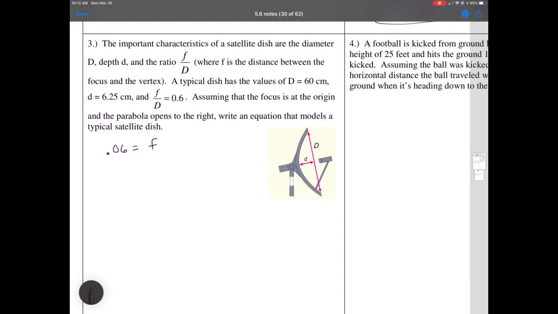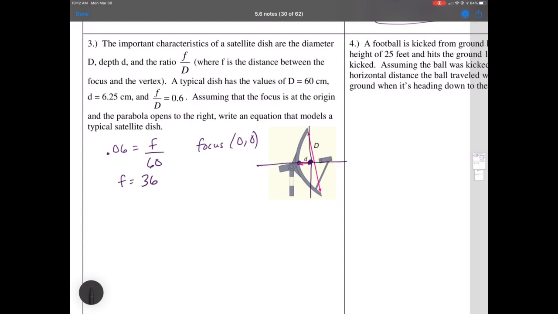And we know that capital D is 60 centimeters. So that means f equals 36. So 36 is the distance from the focus to the vertex. Well, we know that the focus is at the origin, so the focus is at 0, 0. So looking at my diagram, I can see that my focus would be somewhere around here.